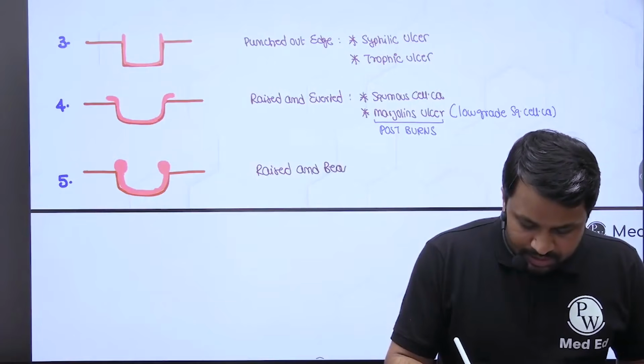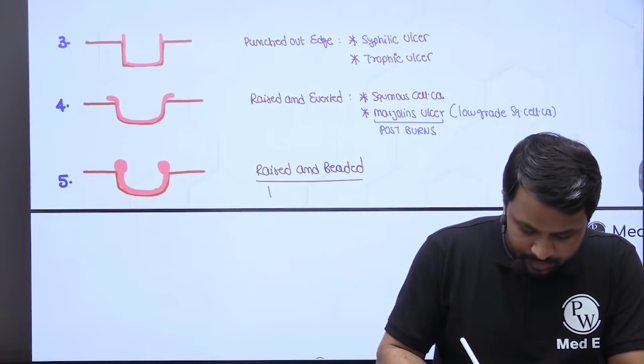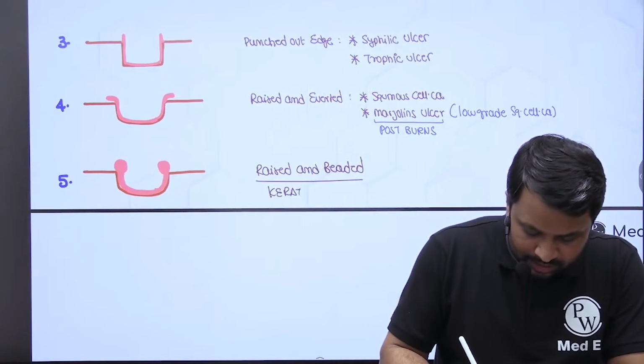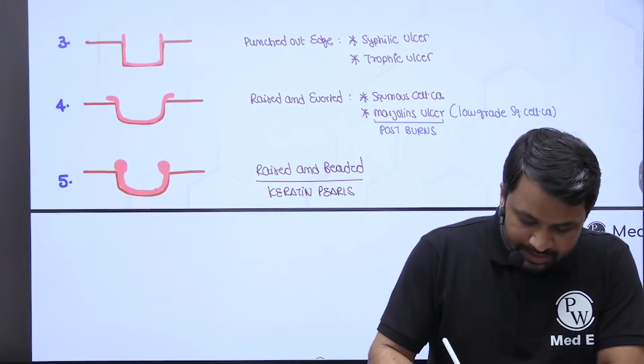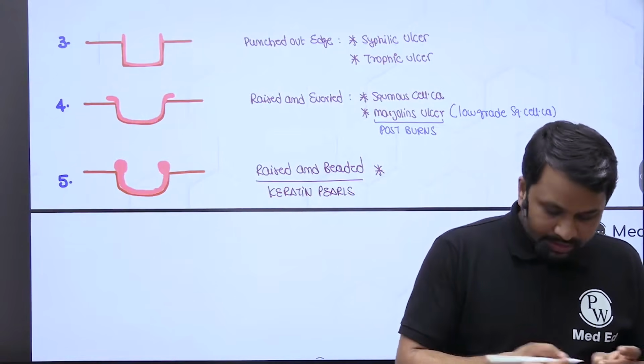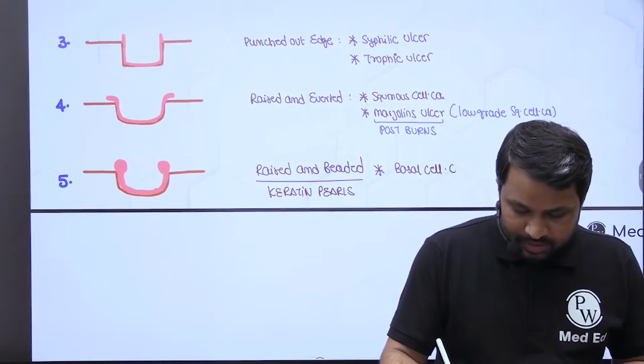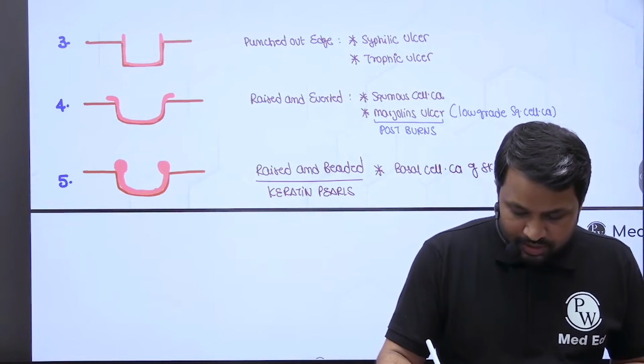Now these beads are because of keratin pearls. They look like shiny keratin pearls. Now this raised and beaded edge is seen in basal cell carcinoma of the skin.